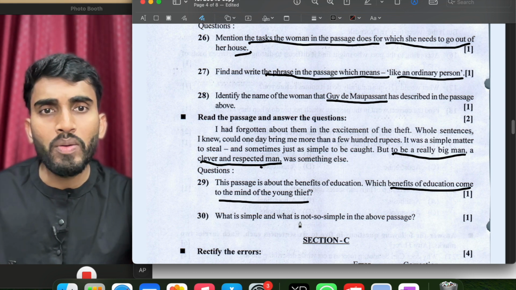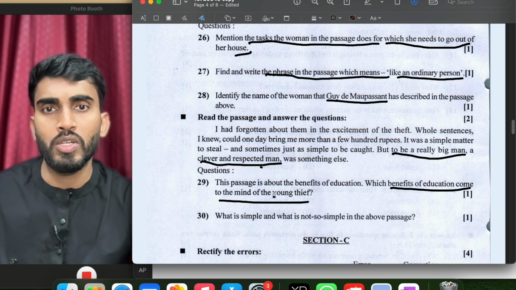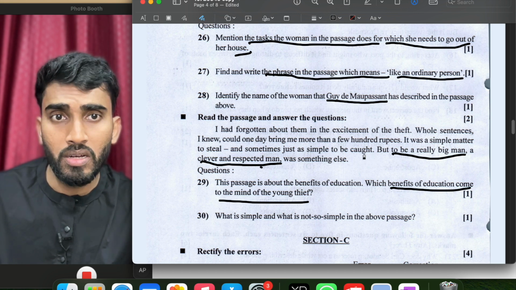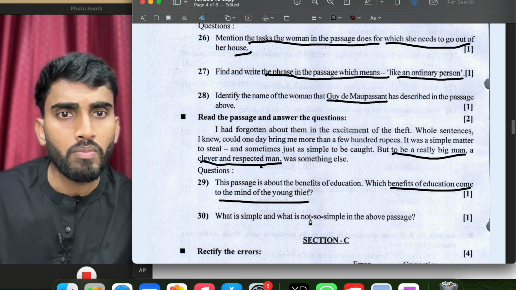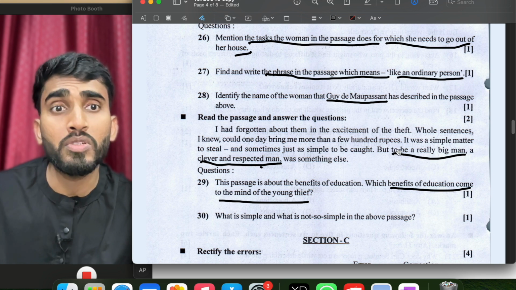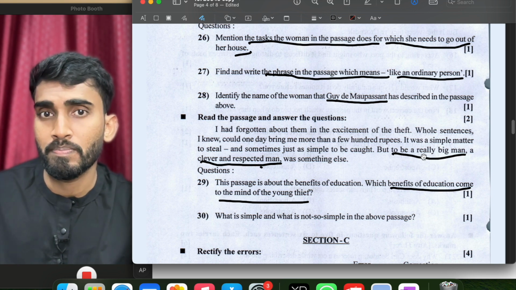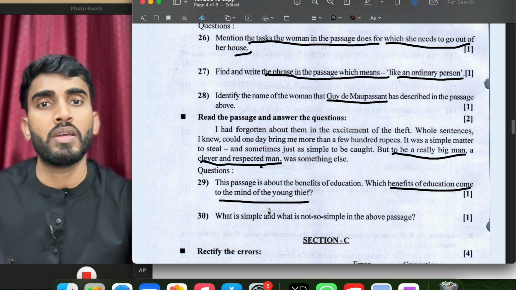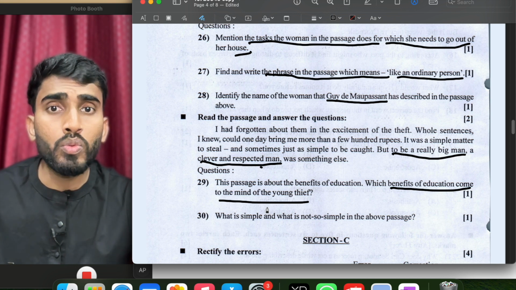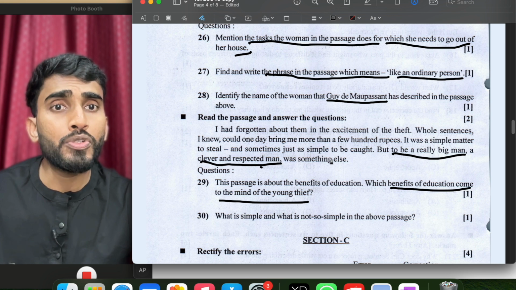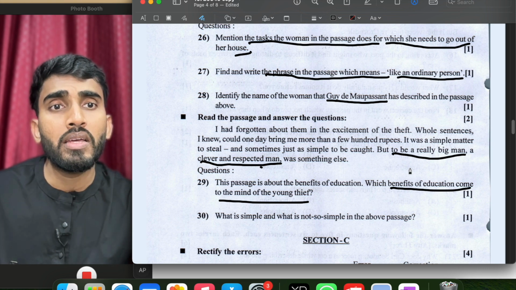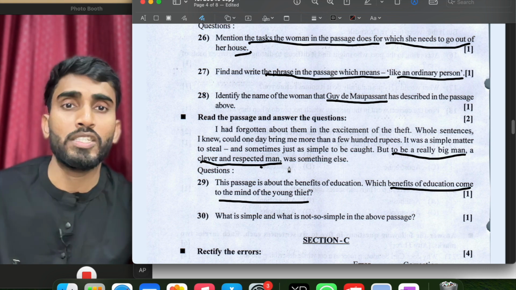What is simple and what is not so simple in the above passage? Simple is to steal and sometimes just as simple to get caught. Not so simple is to be a really big man, clever and respected man. Okay, so it is simple to steal and also to be caught, and it is not so simple to be a really big man, clever and a respected man.